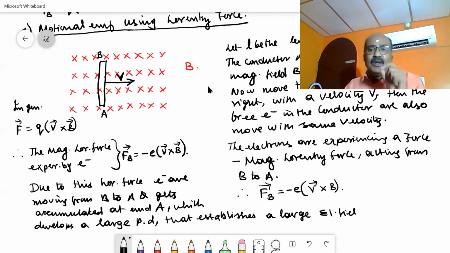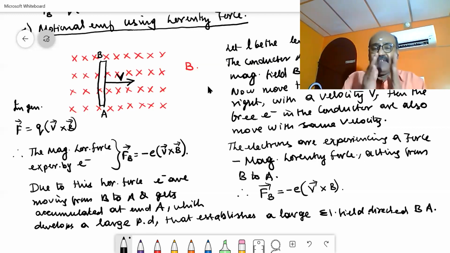Why? We know that electrical field E is equal to V by d. So if the potential difference is high, the electrical field developed is also high. In what direction will that electrical field be applied? It establishes a large electrical field directed from B to A. Hope you have understood.